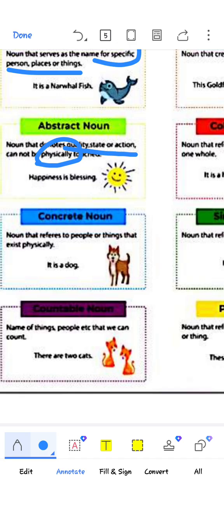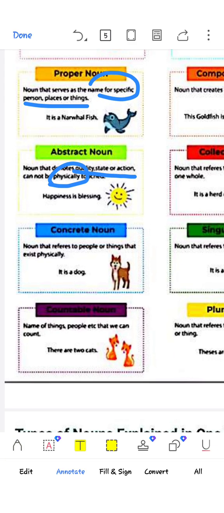Next is concrete noun. Concrete noun refers to people or things that exist physically. This is the opposite of abstract noun. Okay, the things that are physically present are called concrete noun. For example, dog, cat, blackboard, chair, table. These all are concrete noun.